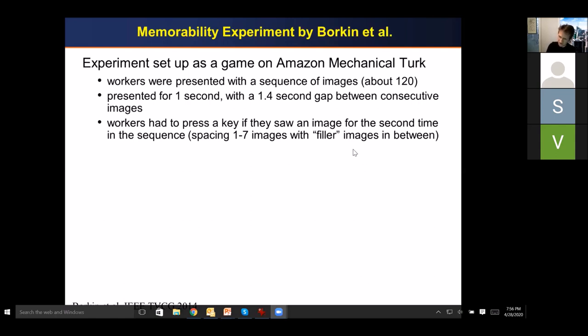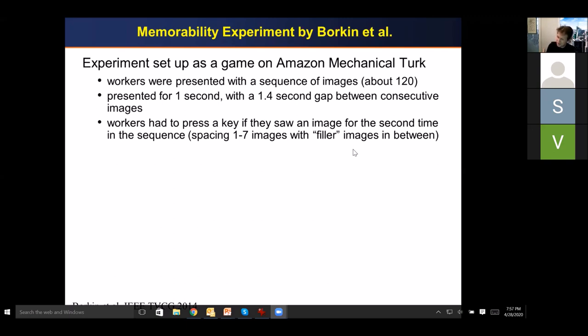Usually the researchers put a repeating image with 1 to 7 images in between, spacing them with filler images. So they put some other images in between that you might later be asked about again or not. There would be some space in between so that you had enough time to fill your working memory with other impressions, but you could still maybe remember it, right?